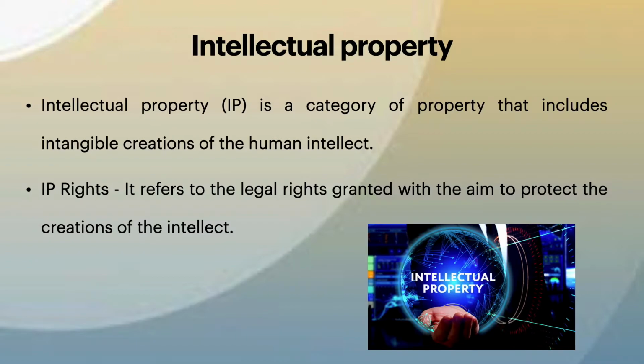So before we go into patent in detail, first let's study what is intellectual property. Commonly called IP, it is a category of property that includes intangible creations of a human intellect. What is IPR? Intellectual property rights. It refers to the legal rights granted with the aim to protect the creations of an intellect. So what is intellectual property? It is a property which includes what? All the intangible creations.